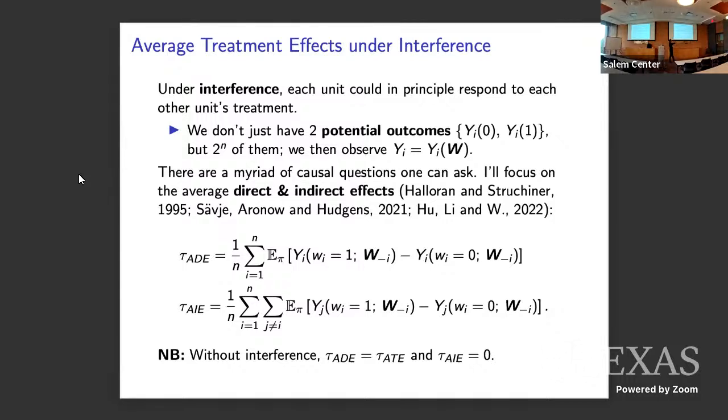I should note this expectation here is only over the treatment. These yi's are held fixed, like in the potential outcome. If there's no interference, the average direct effect is just the average direct effect. Then the other question I'm going to ask is, what is the average indirect effect? This is a weirder notion, but it's essentially just the mirror image of this definition.